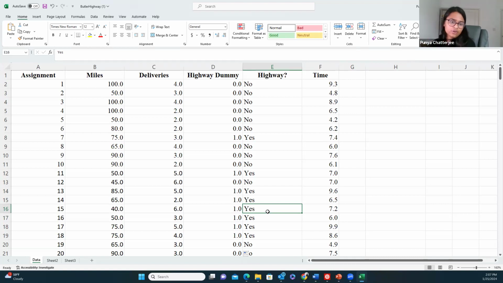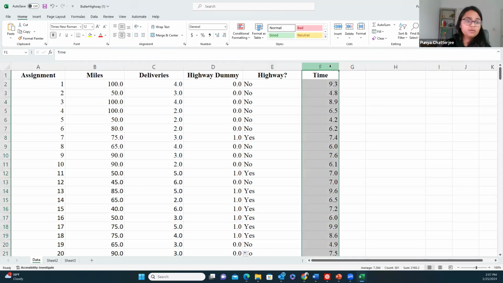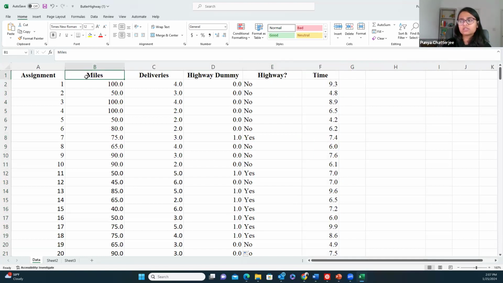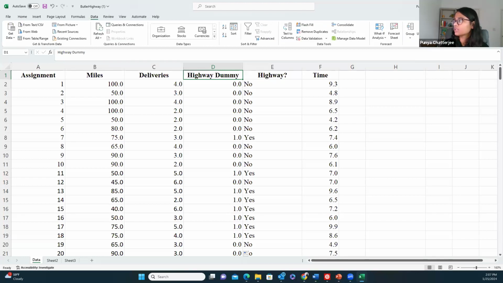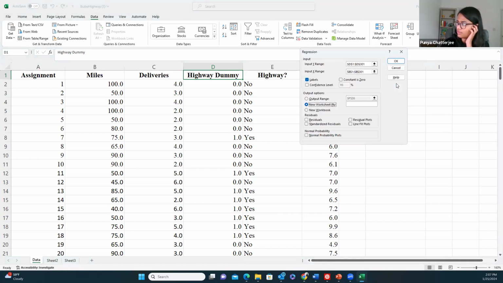So now go ahead and do a regression, right? We are gonna do a regression where we use time as dependent as before. And then we're gonna use miles, deliveries, and highway dummy as independent. So we're not gonna use highway, we're just gonna use highway dummy. Okay. So let's go to data analysis, and then regression. And then let's delete everything because Excel remembers what you put in.